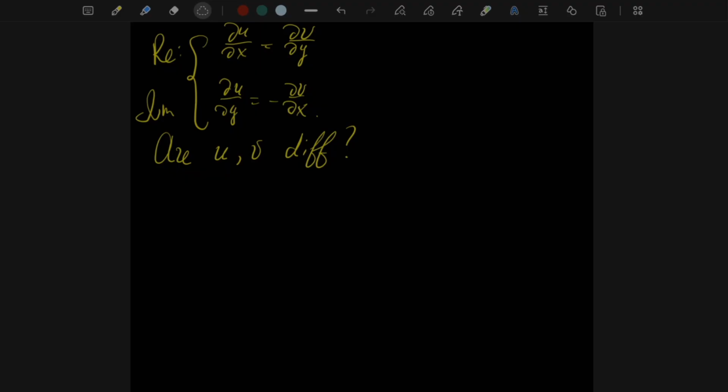Well, let us first look at delta f at the point z0. We can write it as its real part and imaginary part, so we would get delta u at x0 and y0 plus i delta v.